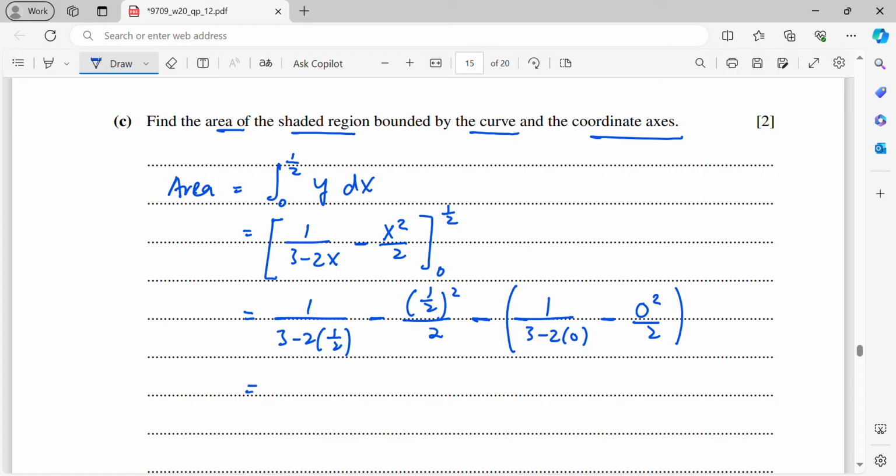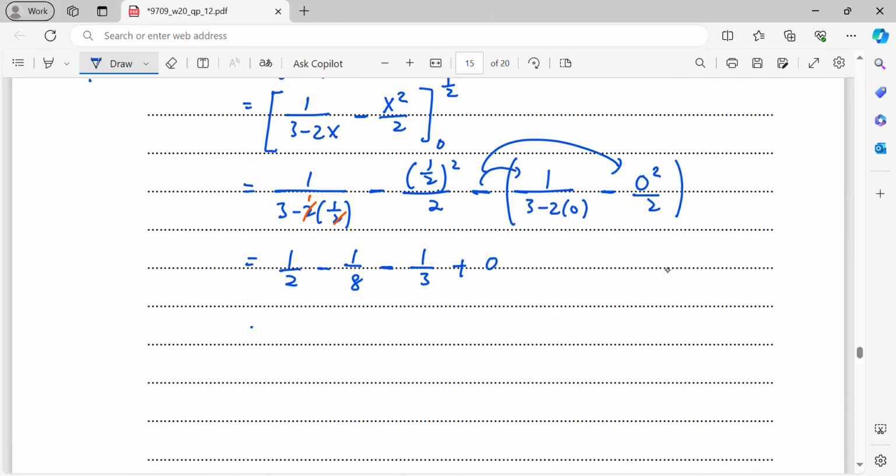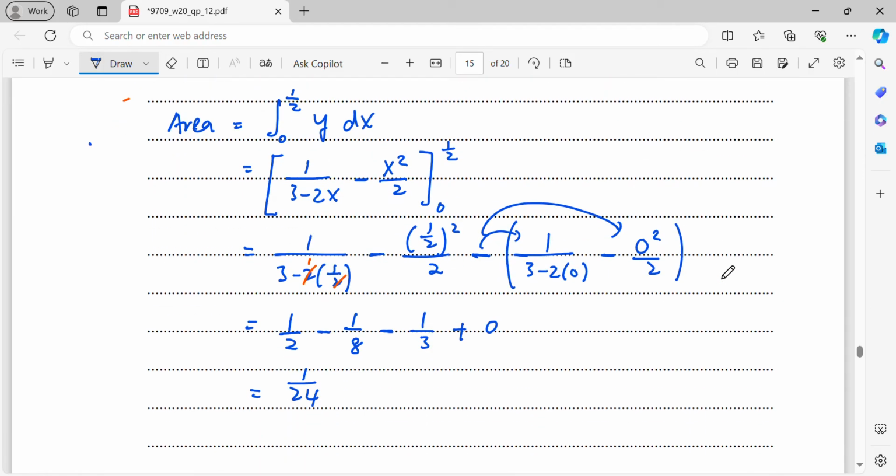Okay, so from here, the first one, basically 2 and half cancel. Left 1, 3 minus 1 is 2. So half. Okay, 1 over 2 squared is 1 over 4. 1 over 4 divided by 2, 1 over 8. Then minus 2 times 0 is 0, so you get 1 over 3. Okay, remember to bring in, but then last term is 0. So therefore, you will be getting 1 over 24. So this is the area of the shaded region.